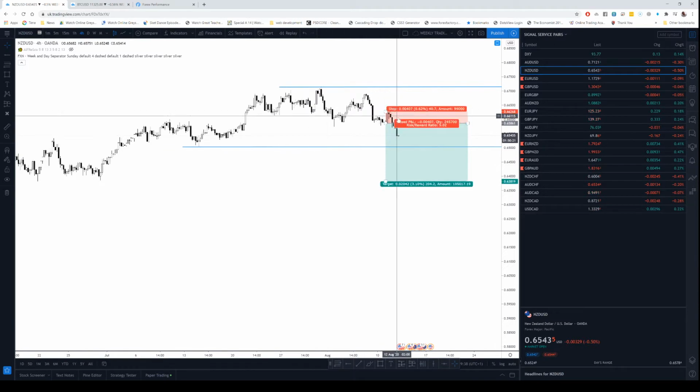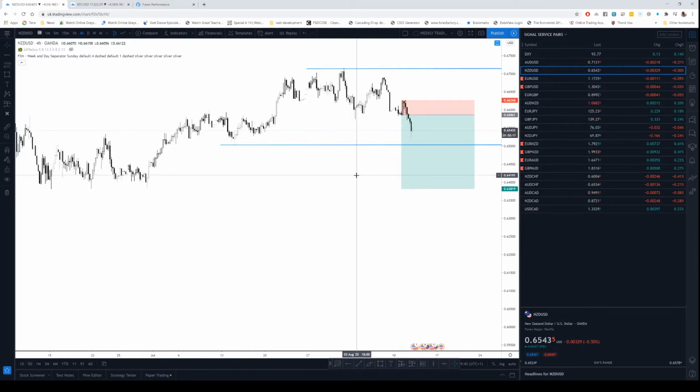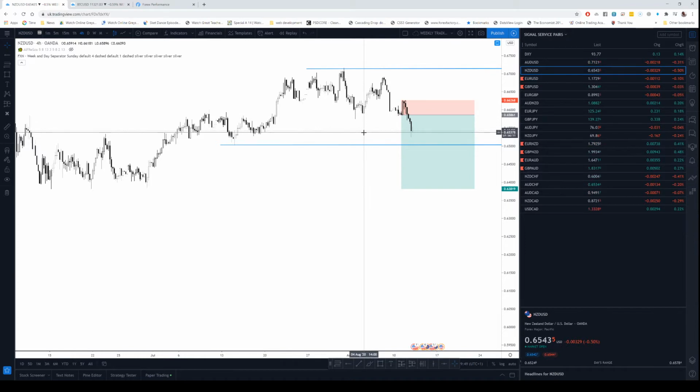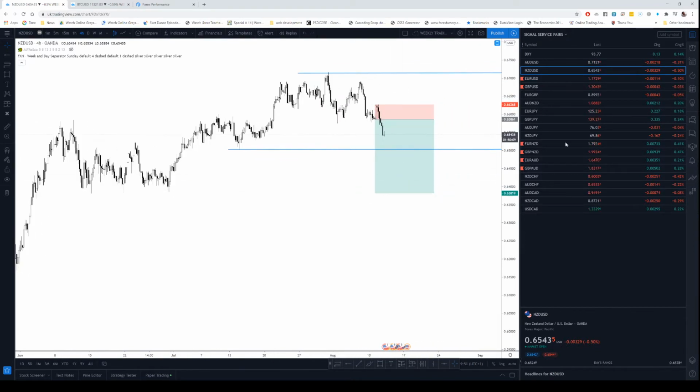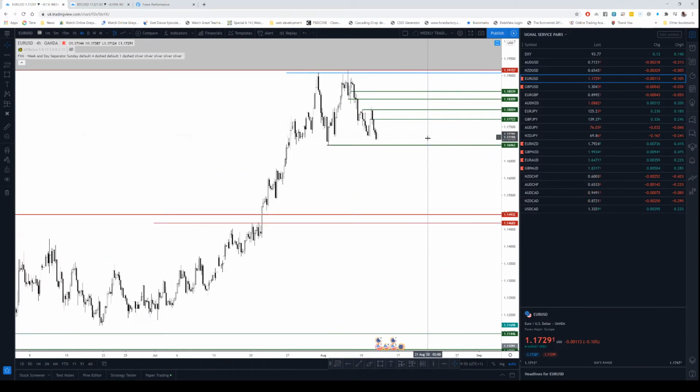So like I said, keep a piece on to see how far this thing is willing to go. If we do get a retracement, we'll be looking to sell again. So that's the business on this Euro.